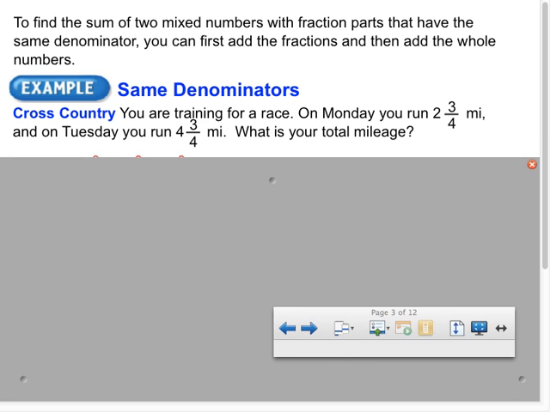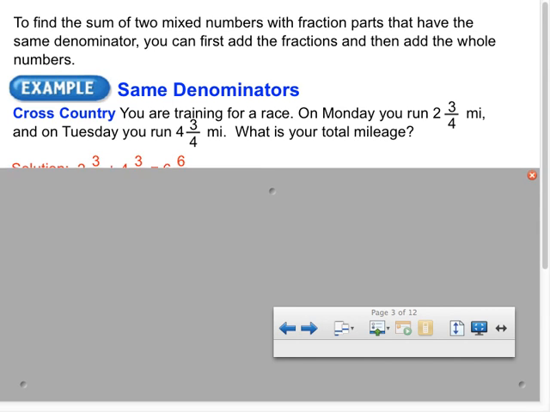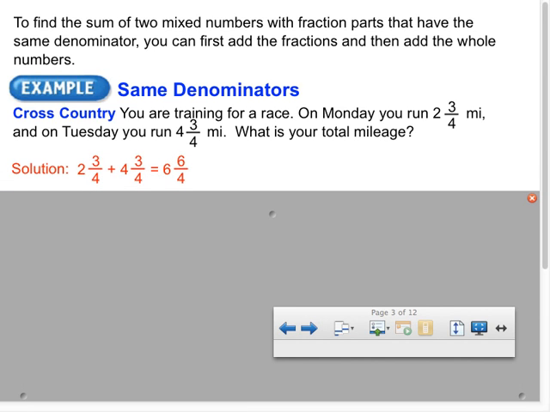Okay. So what about the whole numbers? What about my whole numbers here? Add those. Okay. So what does that become? 4 and 2 becomes 6. So here's where we're at right now. Okay. Does everybody understand how we got to this point? Okay. Who said no? Okay.